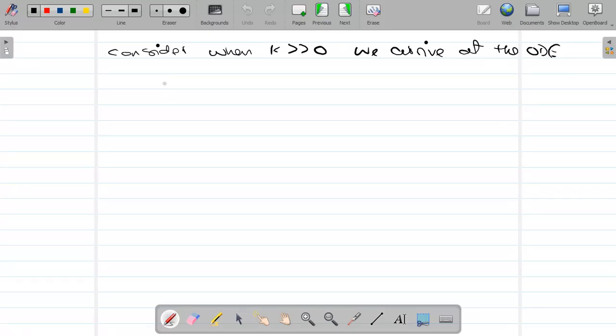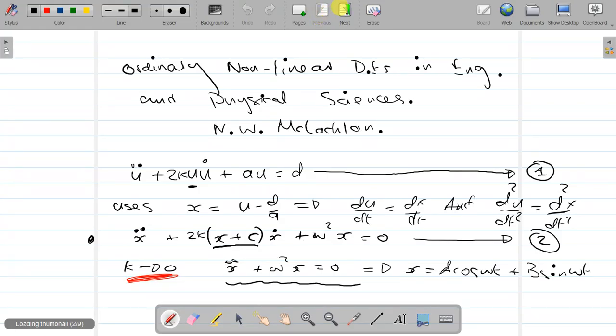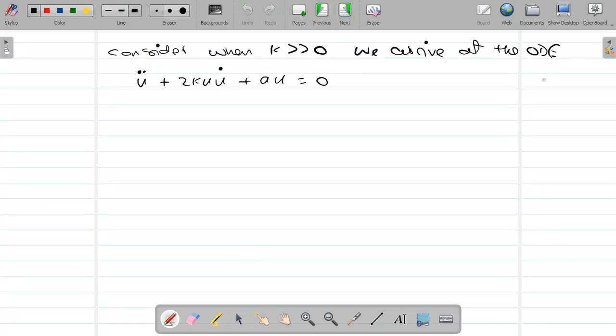So when kappa is very much greater than 0, we arrive at the ODE, and it reverts back to u, but I don't know if it's the same u as before. So it's u double dash plus 2 kappa u dot plus a u equals 0. We'll call that equation 3.